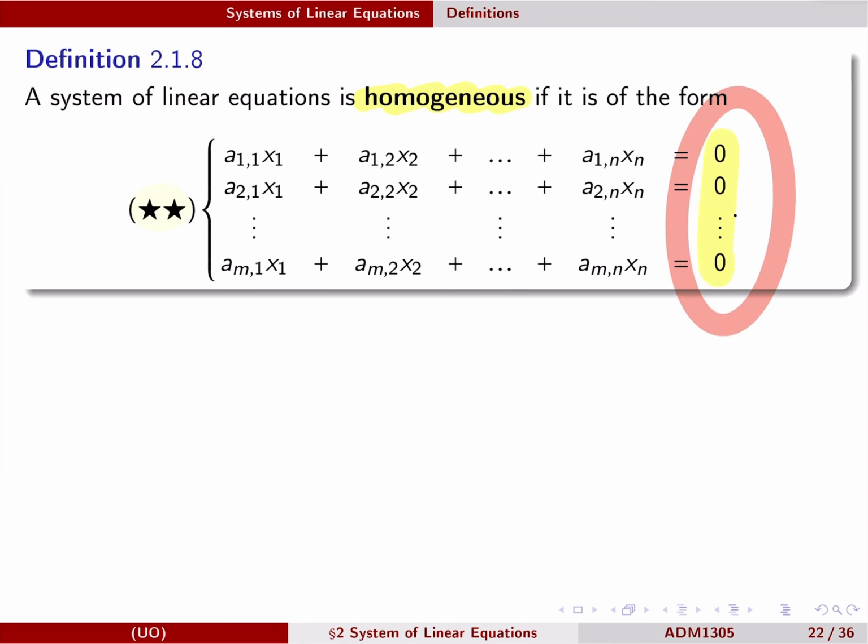If I have to talk about a general system of m equations and n unknowns that is homogeneous, I'm going to use the double star instead of having that big fat brace of all that notation. So if I say let double star be a system of m equations, n unknowns, and all the constant terms are 0.